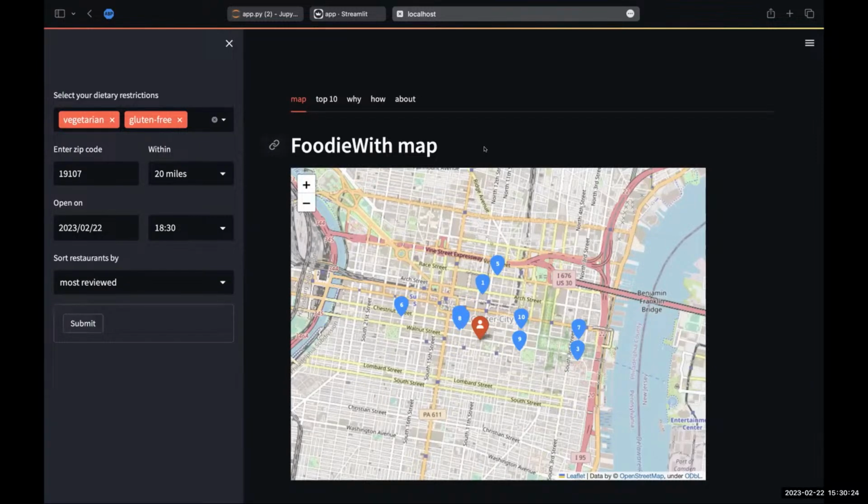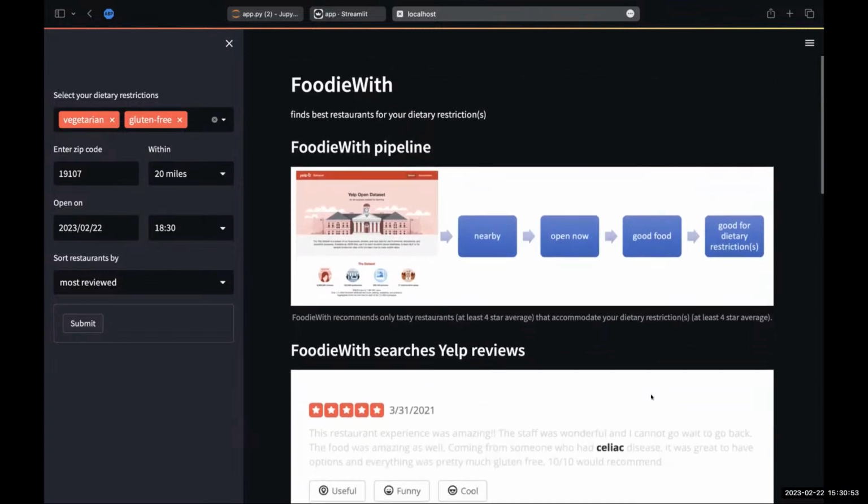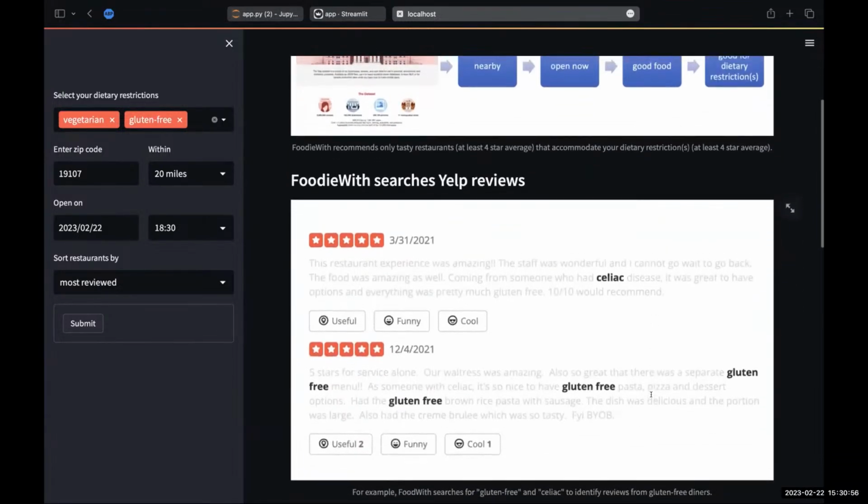So how does Foodie With come up with these rankings? What is going on in the background is Foodie With is taking in Yelp reviews and filtering by nearby and open restaurants with good food, since this website is for people who appreciate good food. And good food is defined as restaurants with a minimum of a 4-star rating, as well as restaurants that's good for your dietary restriction.